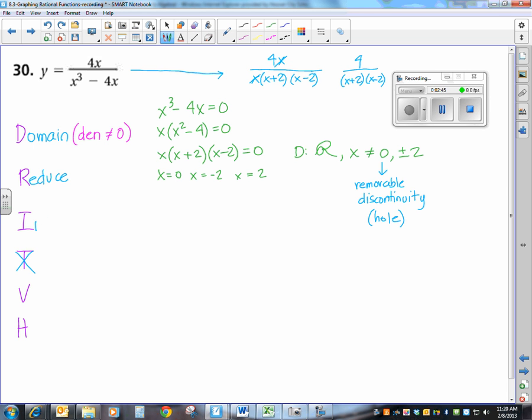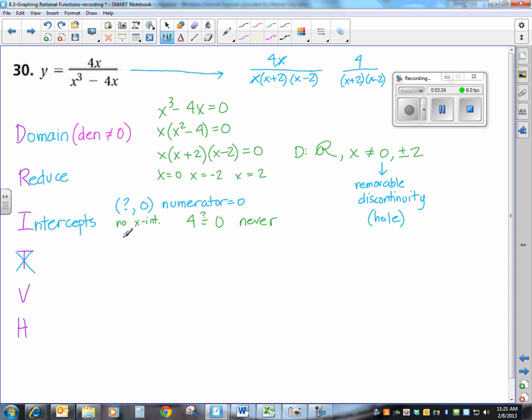Intercepts. The I stands for intercepts. Okay? You have an x-intercept. What does x equal when y is 0? How do we find that out? We set the numerator equal to 0. The nice thing about reducing it is you always want to use the reduced form. So where is this numerator equal to 0? Where does 4 equal 0? Never. It cannot be. There is no variable. So we have no x-intercept.